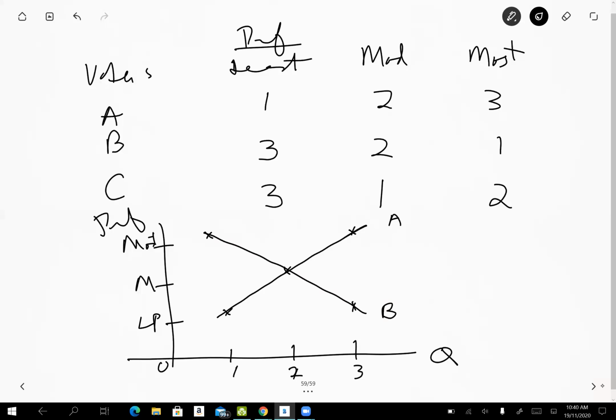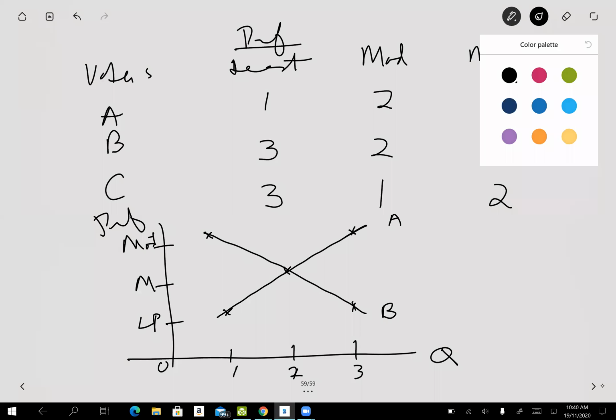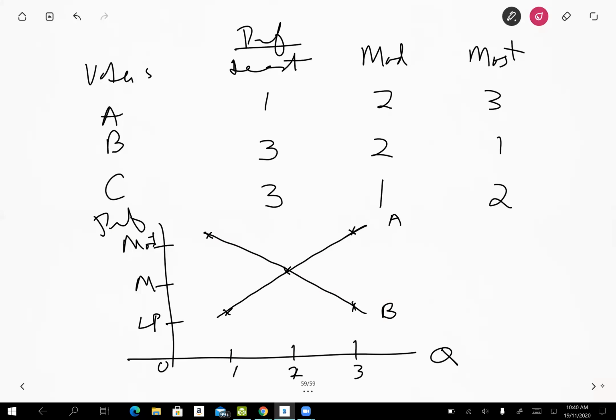Now for C, the least preferred is 3. I use another color for this guy. Least preferred is 3. Moderately preferred is 1. Most preferred is 2. So that is his preference.